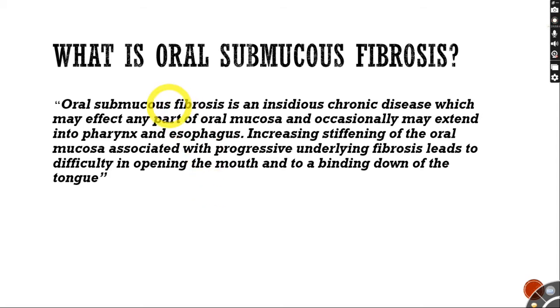Before getting into the clinical case, I would like to share a little introduction about what oral submucous fibrosis is. Basically, it is a chronic disease which may affect any part of your oral mucosa, and it can extend into the pharynx and esophagus as well. It is accompanied by increasing stiffening of the oral mucosa that is associated with progressive underlying fibrosis, which will lead to limited mouth opening as well as binding down of the tongue.